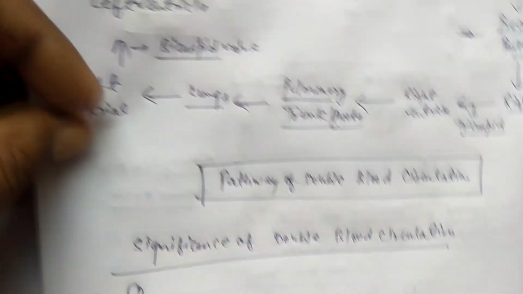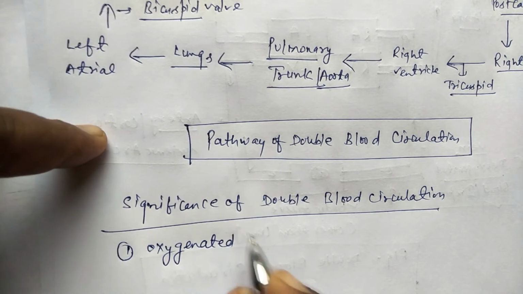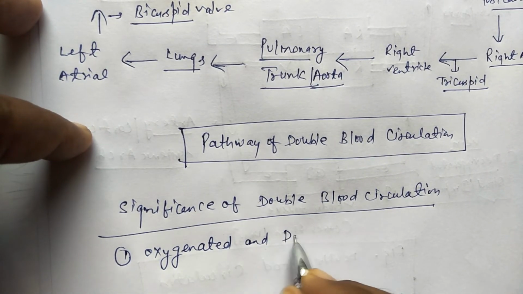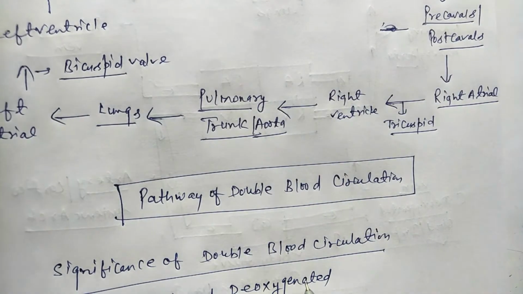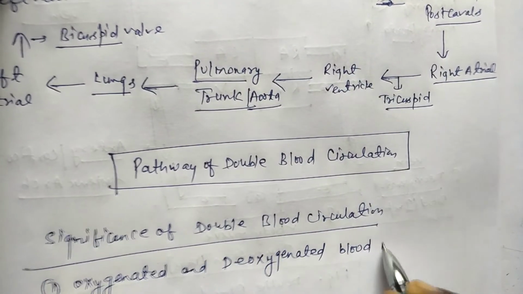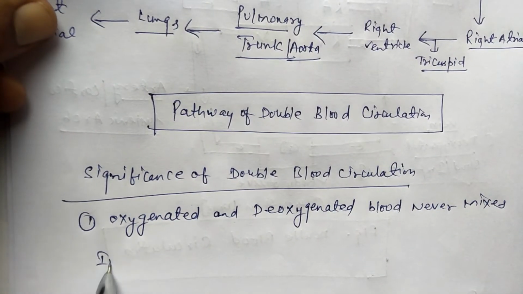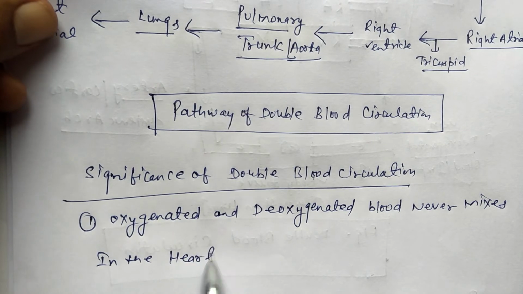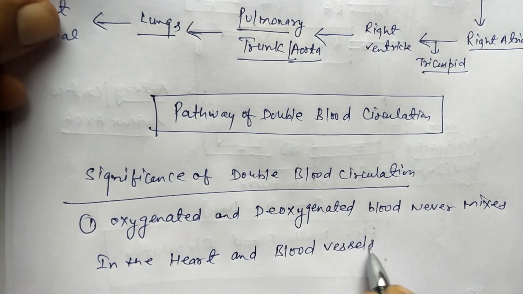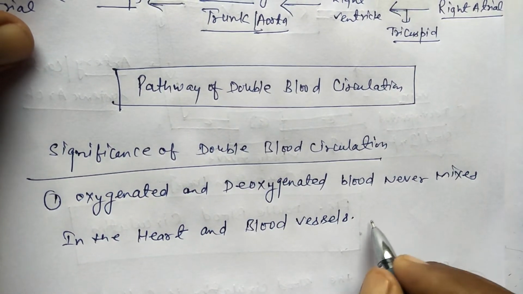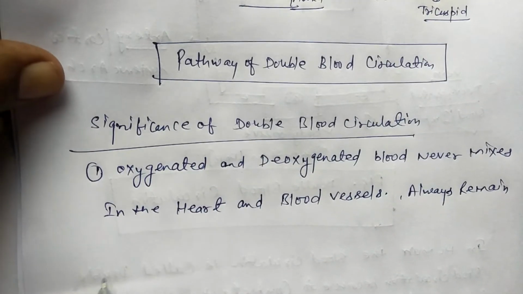First is oxygenated and deoxygenated blood never mix in the heart and blood vessels. Always remain separate.